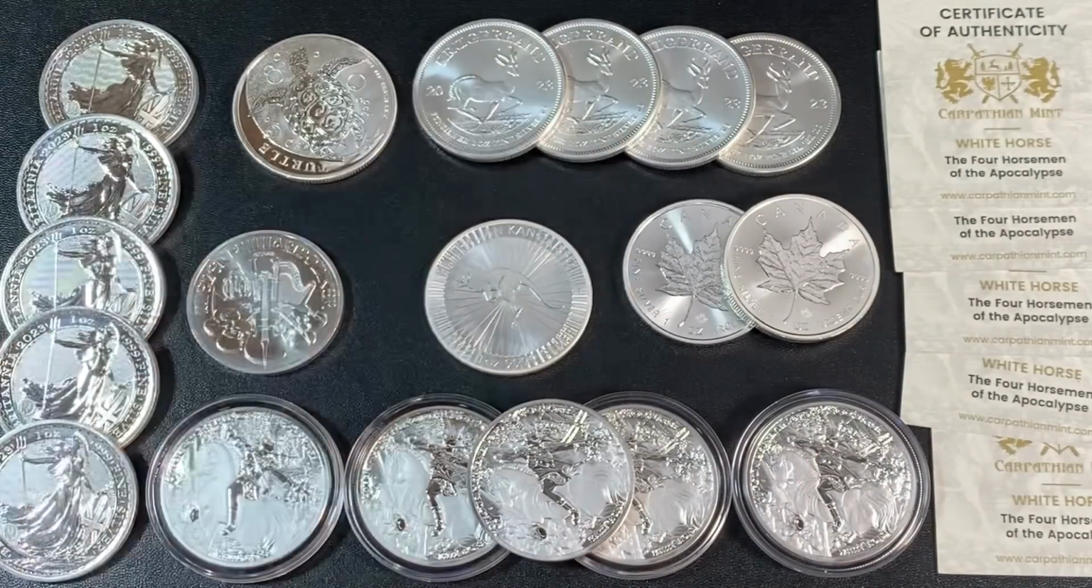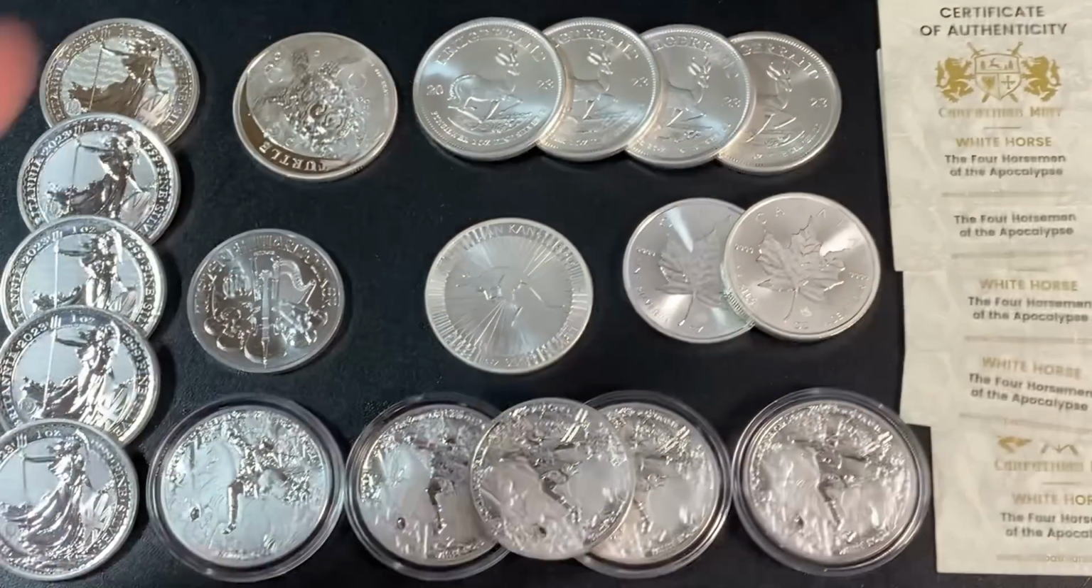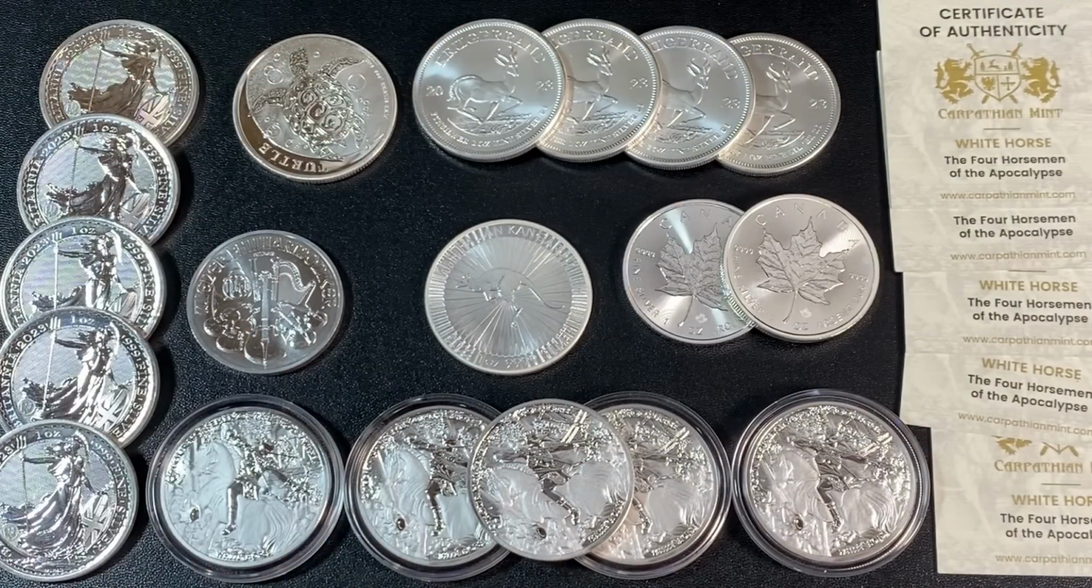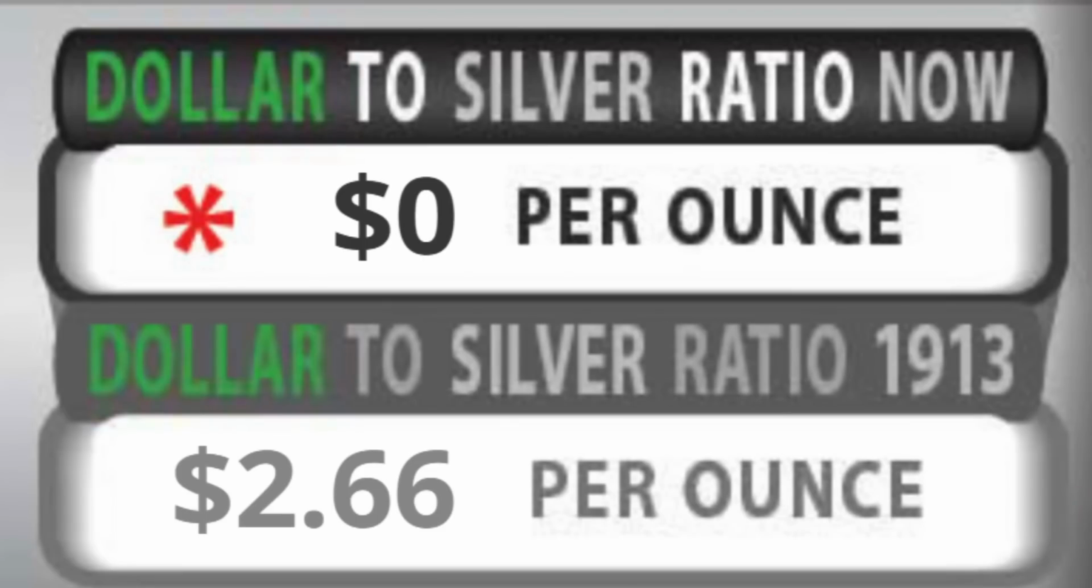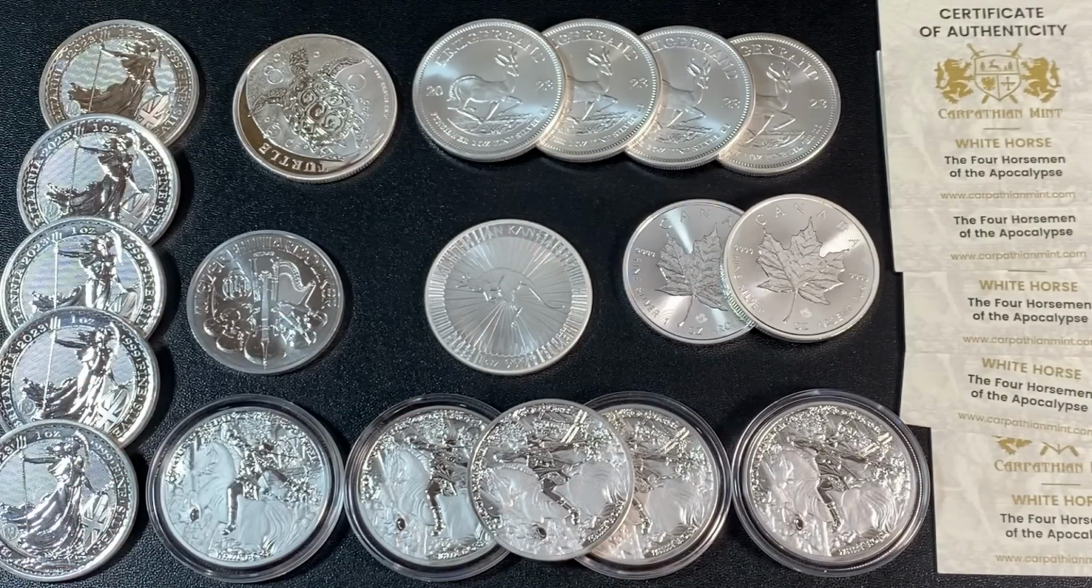What's up YouTube, Silver Dragons here, and in this video I'm talking about the dollar to silver ratio crumbling all the way to $0 per ounce. It says it right there, $0 per ounce for silver. This is quite a shocking number to see. This has never happened before, and so this is unprecedented times, right? I want to explain exactly what this means. $0 per ounce for silver, so stick around for that.